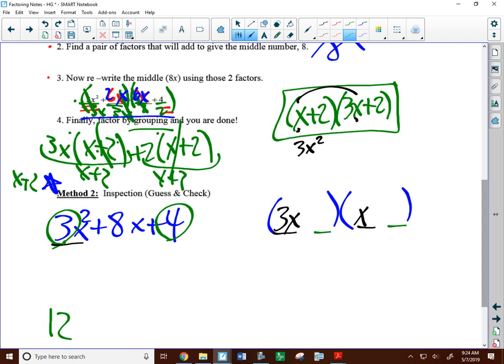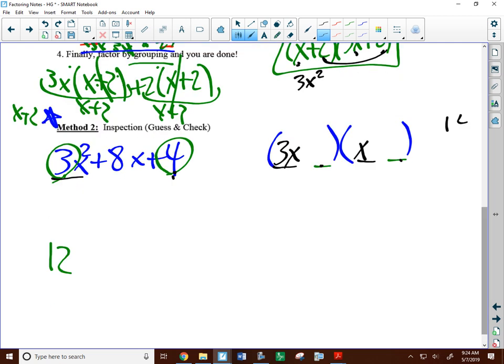Because if I look here, when I do FOIL, and I look at L, the last, 2 times 2 got me 4. So basically what I do is work backwards and think, all right, I need two numbers here and here that multiply to get 4. Now we know it's going to be 2 and 2, but here's what you do: you list factors of 4. 1 and 4 and 2 and 2. Those would be your choices. And now it's guess and check.